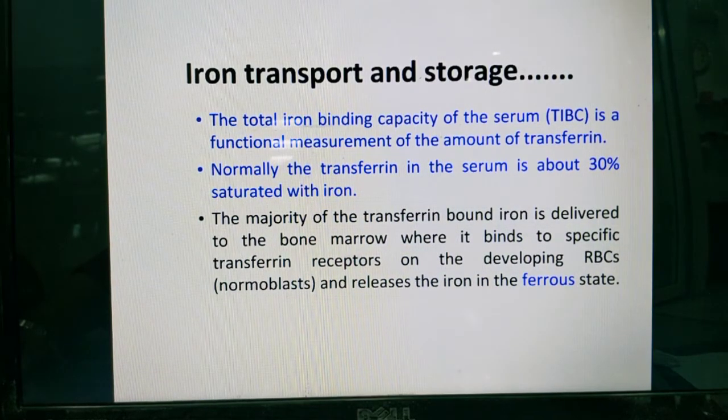The majority of the transferrin-bound iron is delivered to the bone marrow, where it binds to specific transferrin receptors on the developing RBCs, the normoblasts, which release the iron in the ferrous state.